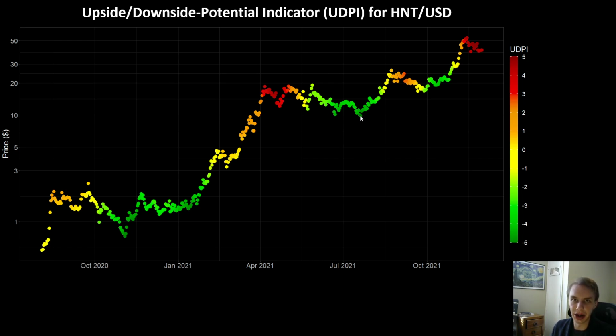But if you compare this to other altcoins, like AVAX, for example, had an 80% drawdown from its high in the spring into the summer. And so really HNT has held up pretty well throughout that correction, kind of remarkably well for an altcoin. And then now we're back off to the races.